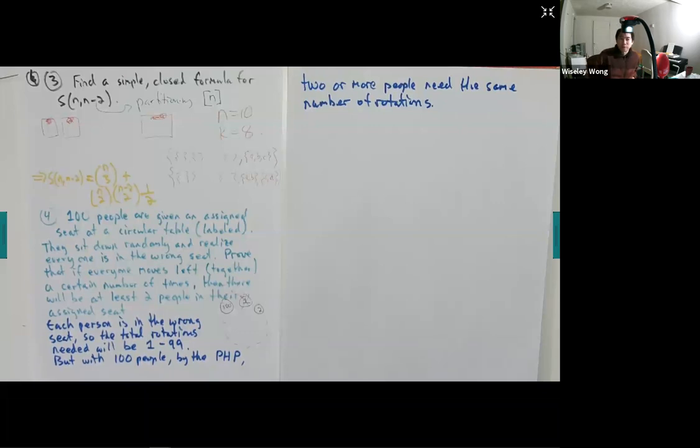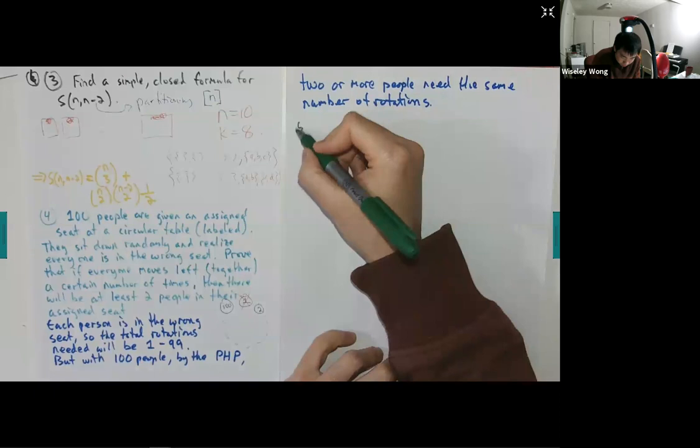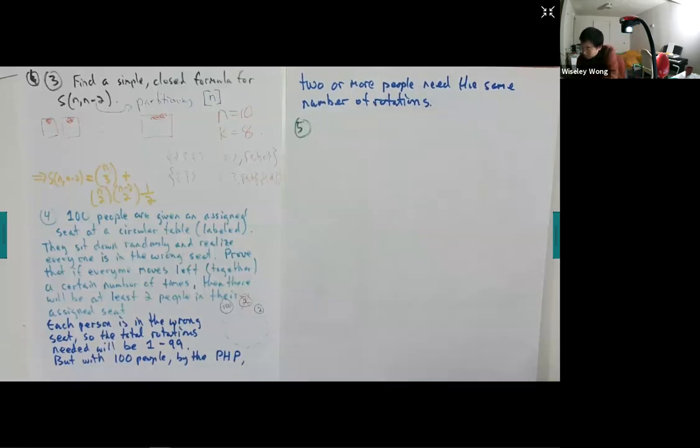You just have to cleverly see how you define the pigeonholes and the pigeons, and the holes here are just how many rotations you need, but there's 100 people, but only 99 possible rotations to get to the right seat. And so 2 people will have the same. Any questions on that?